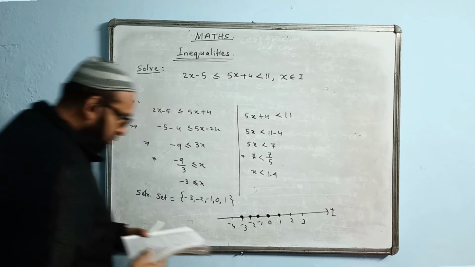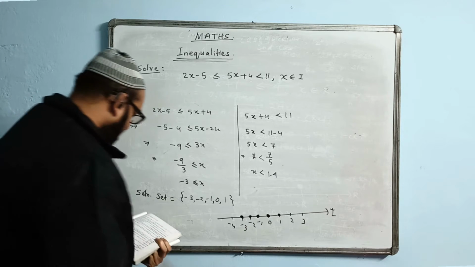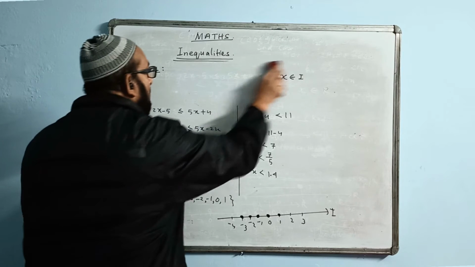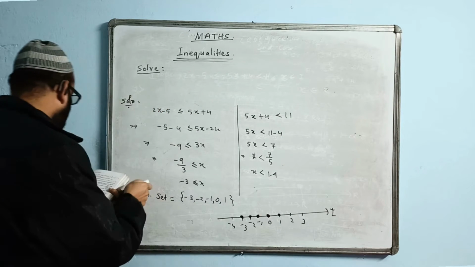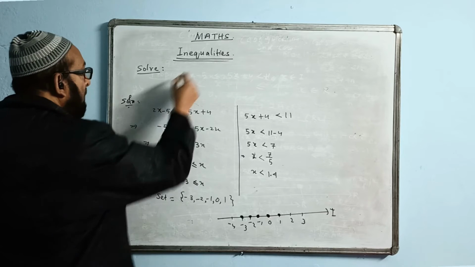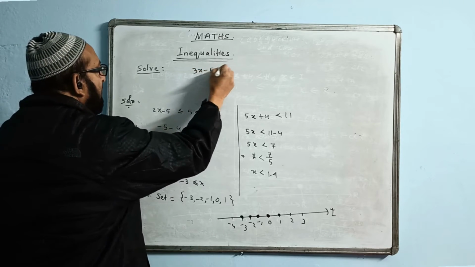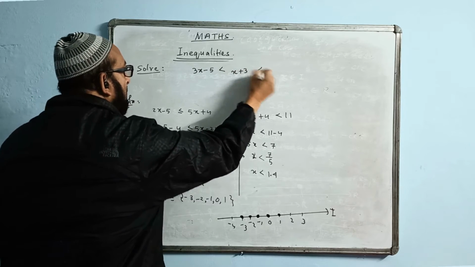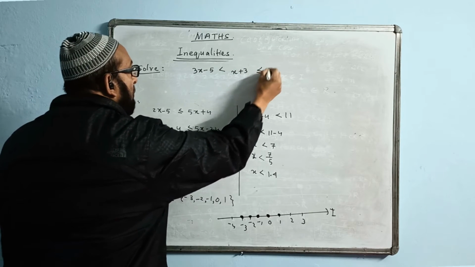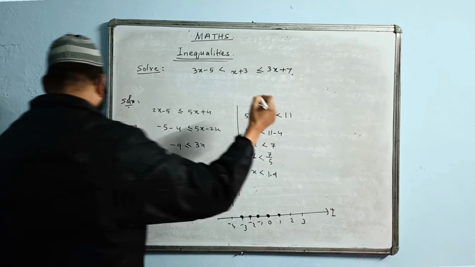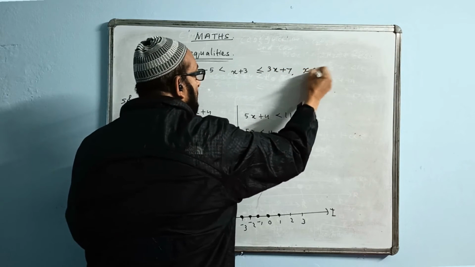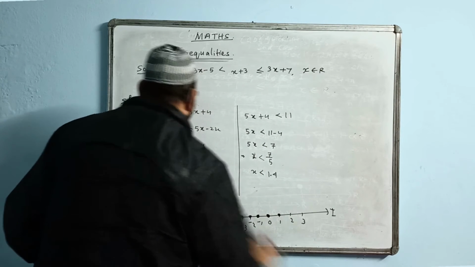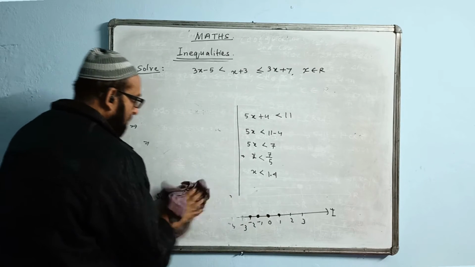Now the next question is over here. Solve. The question says: 3x minus 5 less than x plus 3 less than or equal to 3x plus 7, and x belongs to R, real numbers. Here is the question. Let's do it.